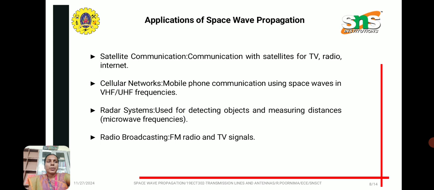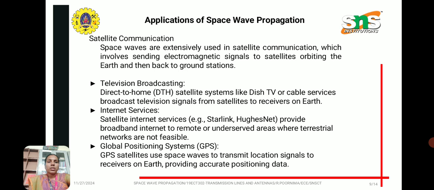And applications of space wave propagation. First is satellite communication, used for communication with satellites for TV, radio and internet. Cellular networks: mobile phone communication using space waves in very high frequency and ultra high frequencies. Radar systems, which are used for detecting objects and measuring distances using microwave frequencies. And radio broadcasting: FM radio and television signals. So let us see the applications of space wave propagation in detail.